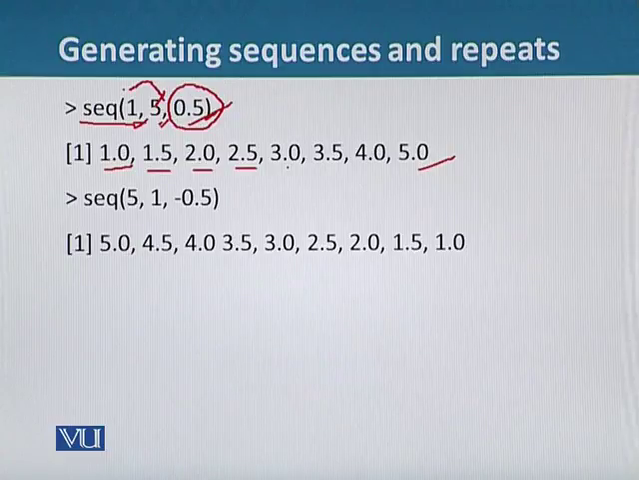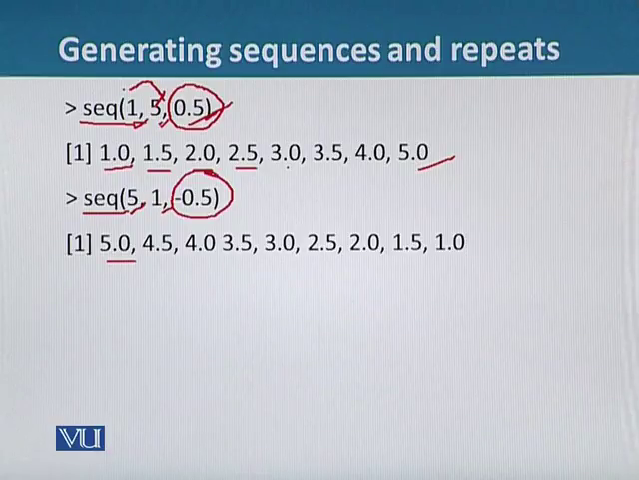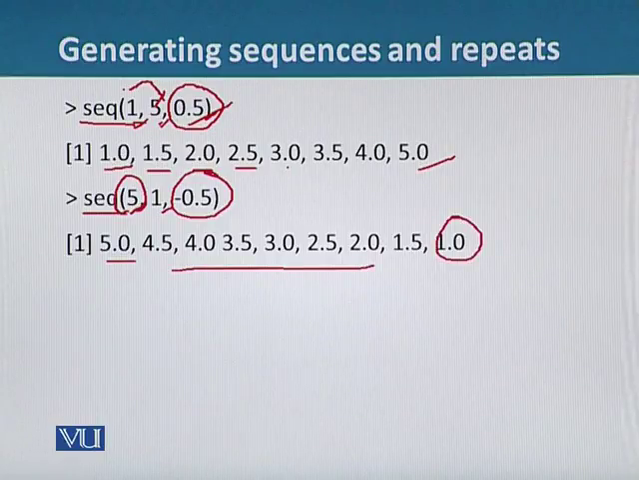The second command we can use for a sequence is seq(5, 1, -0.5). It means it is starting from 5, the first argument; the second argument is where it is ending, which is 1; and the third argument is the increment or decrement. In this case, there is a decrement. So our answer will start from 5 and end at 1, and in between there is a decrement of minus 0.5.